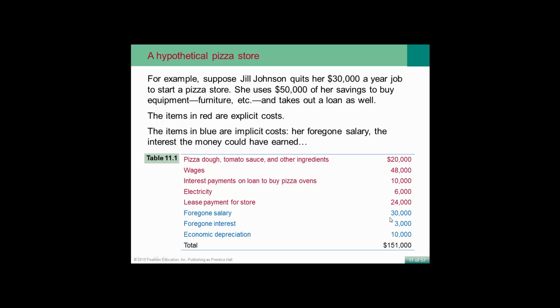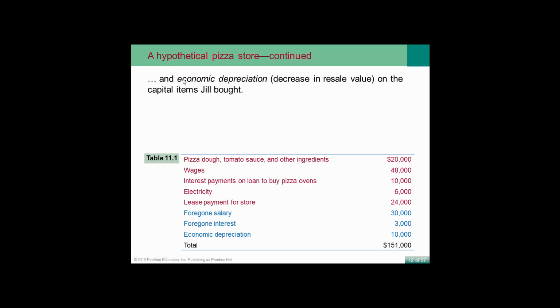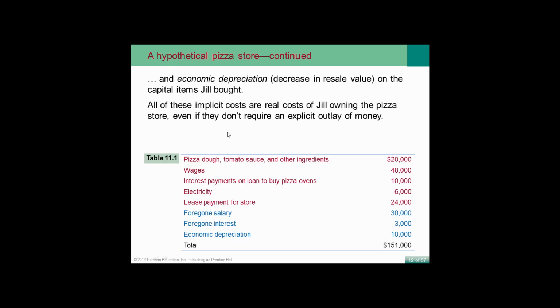So it cost her $30,000 in salary that she gave up, interest that she would have been making on the $50,000, and economic depreciation. We're going to use these items and they depreciate. So the total cost of opening this pizza shop is $151,000. And economic depreciation is the decrease in the resale value of the things that Jill bought. So, for example, she bought pizza ovens. When she uses them, they're not worth the same amount of money.